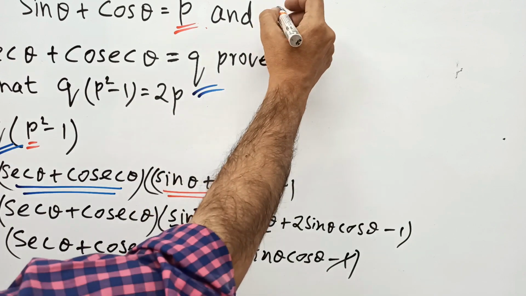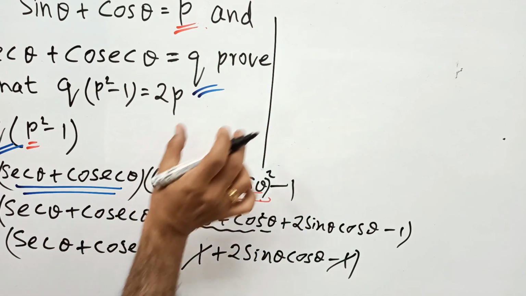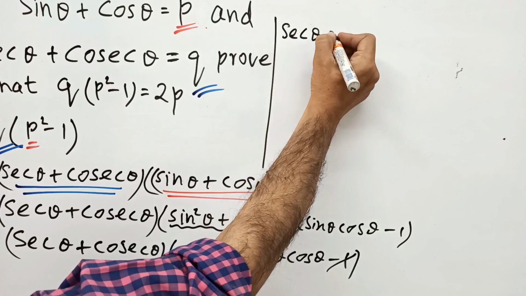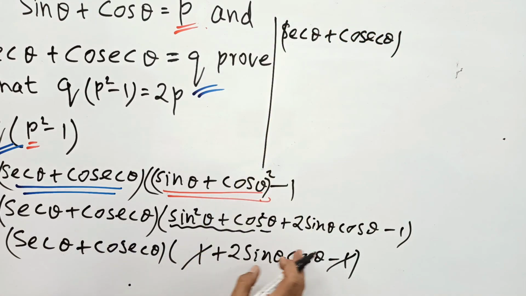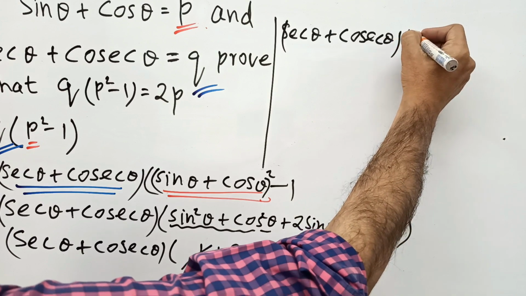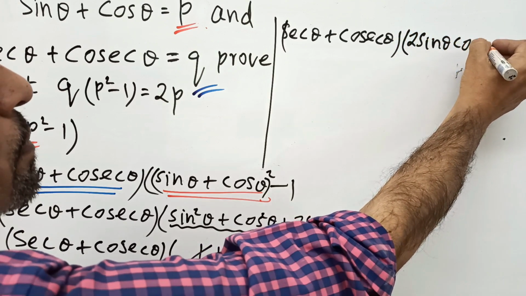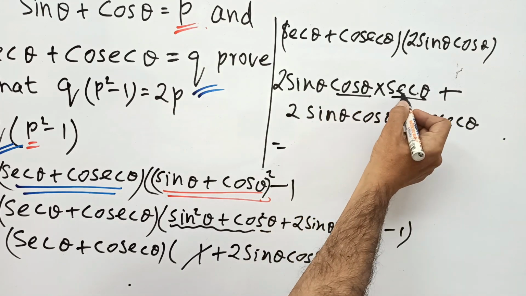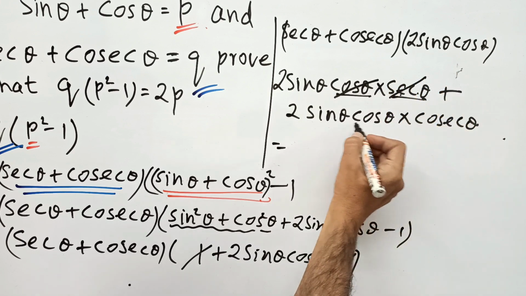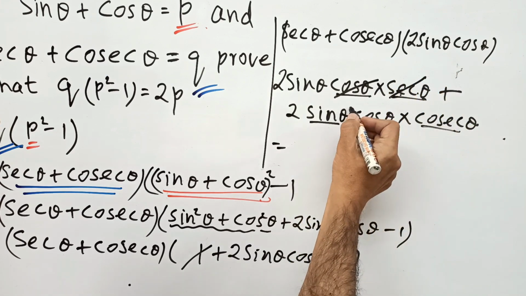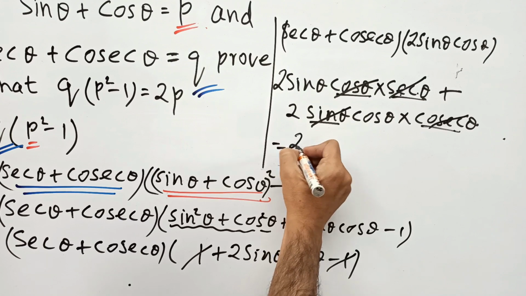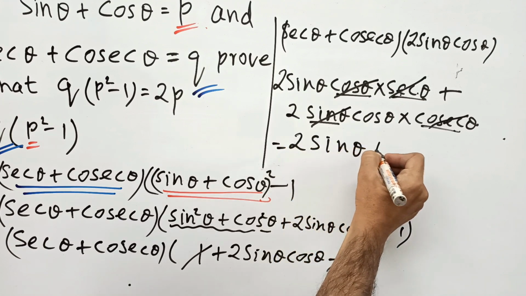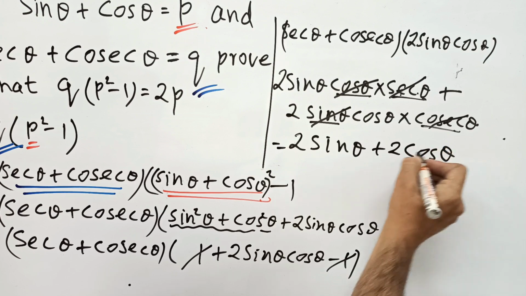For the rest of the portion, I am writing here sec theta plus cosec theta. 1 cancels, we will write only 2 sin theta cos theta. Now we will multiply this one. See, cos and sec are inverse to each other, they will cancel, and here sine and cosec are also inverse to each other, cancel. Now we will have 2 sin theta plus 2 cos theta.